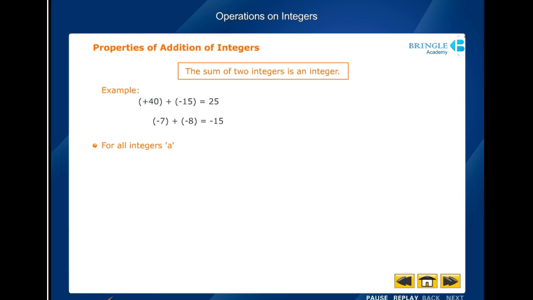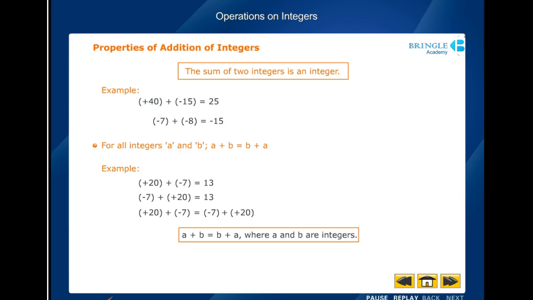For all integers a and b, a plus b is equal to b plus a. For example, plus 20 plus minus 7 is equal to 13. Minus 7 plus 20 is equal to 13. Hence, plus 20 plus minus 7 is equal to minus 7 plus 20. Try out with some more integers. In each case, you will find a plus b is equal to b plus a, where a and b are integers.